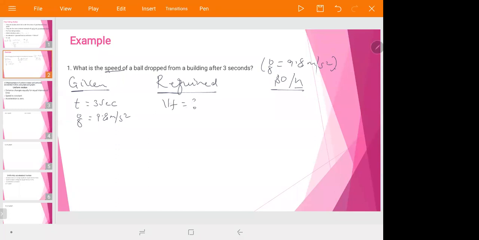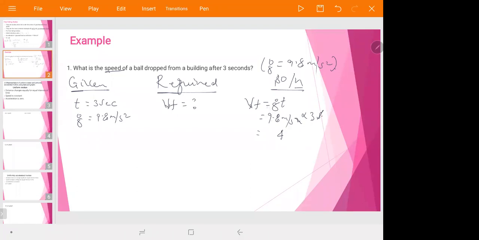The required one is the final velocity. As we have seen in the above equation, the final velocity of a free falling body is equal to gravitational acceleration times time. That means 9.8 meter per second square times 3 seconds. One second cancels with one second of the square. So 9.8 times 3 gives 29.4 meter per second.